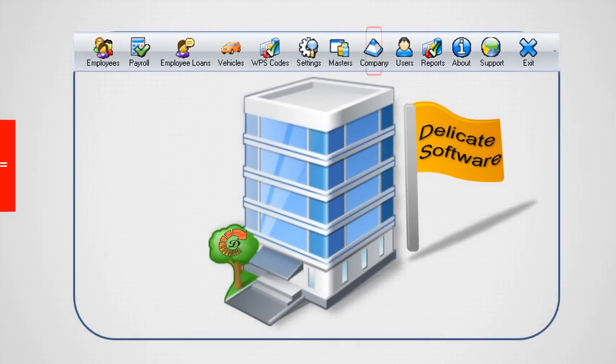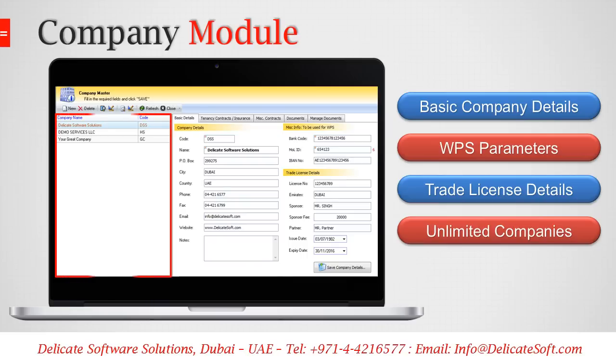Let's have a quick look at Company module, where you can define your companies. Under Company module, left side, we have list of all companies, and right-hand side, we have detail of company, which you have select on left side. You can create unlimited companies here. Simply click New, fill up the basic details of company along with trade license information and click Save. Now you are done with company basic details.